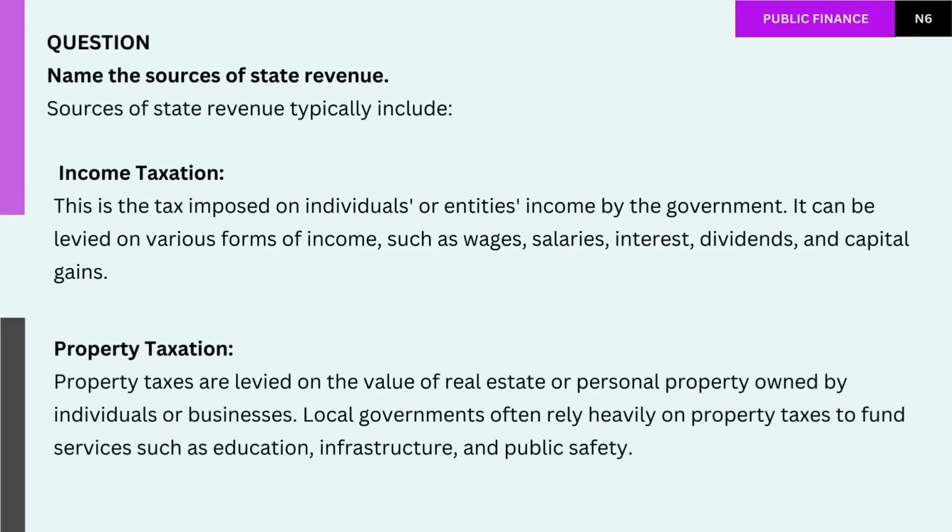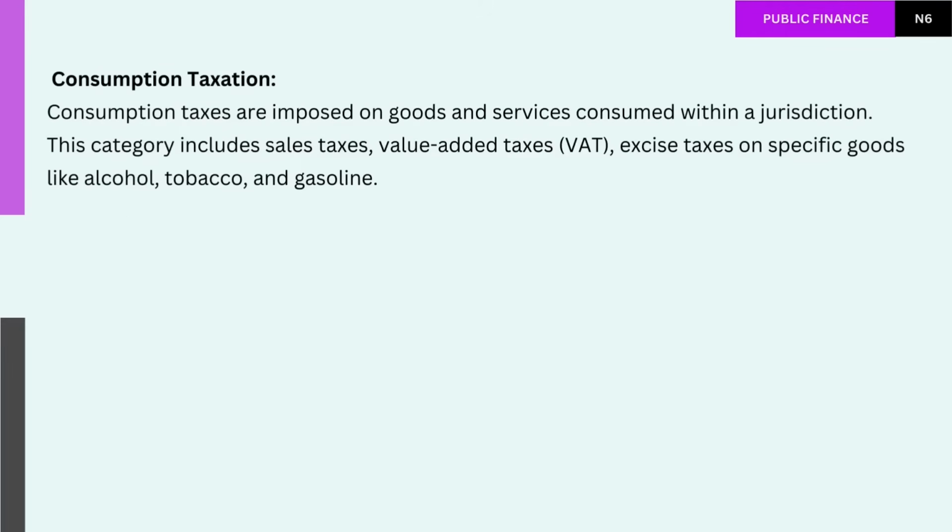2. Property taxation. Property taxes are levied on the value of real estate or personal property owned by individuals or businesses. Local governments often rely heavily on property taxes to fund services such as education, infrastructure, and public safety. 3. Consumption taxation. Consumption taxes are imposed on goods and services consumed within a jurisdiction. This category includes sales taxes, value-added taxes (VAT), and excise taxes on specific goods like alcohol, tobacco, and gasoline.